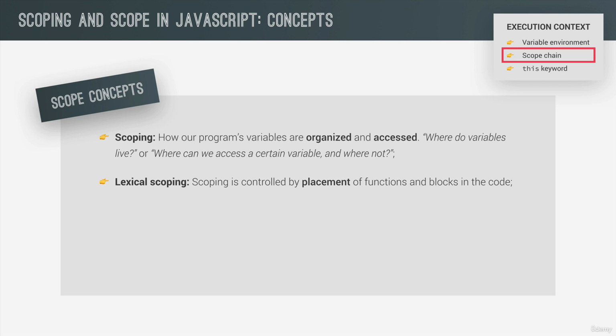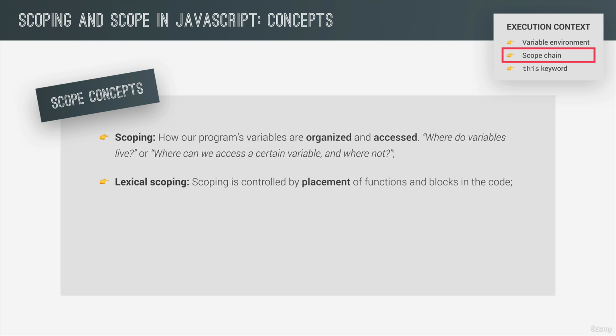And lexical scoping means that the way variables are organized and accessed is entirely controlled by the placement of functions and of blocks in the program's code. For example, a function that is written inside another function has access to the variables of the parent function. Okay? So again, variable scoping is influenced by where exactly we write our functions and code blocks.